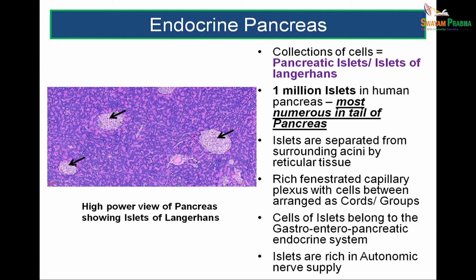These islets, you notice, are called islets like islands. They are like small islands surrounded on all sides by sea. In this case, the sea is the acini of the pancreas. These islets of Langerhans have endocrine cells and they have capillary plexuses between the cells arranged as cords or groups. And the cells of the islets belong to the gastroenteropancreatic endocrine system. These islets are very rich in autonomic nerve supply and are under autonomic nervous control.